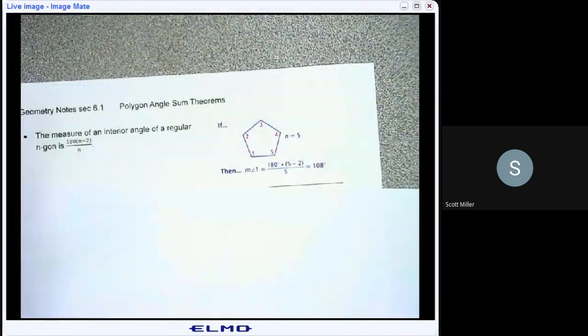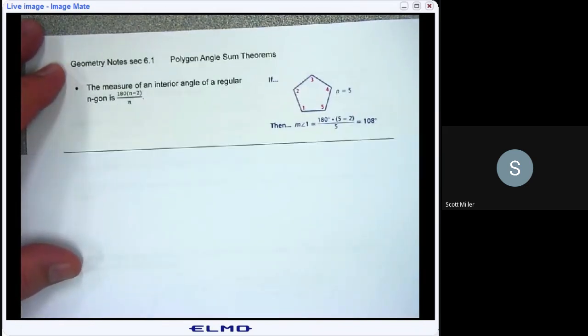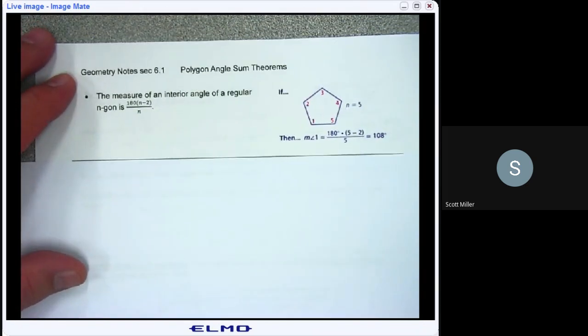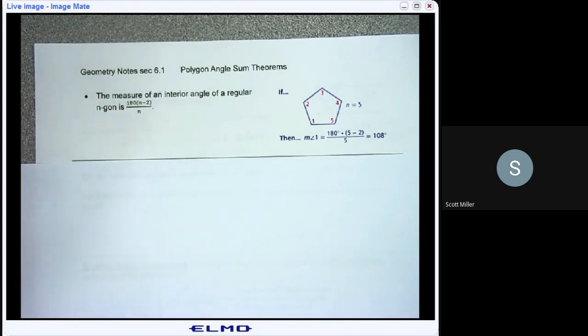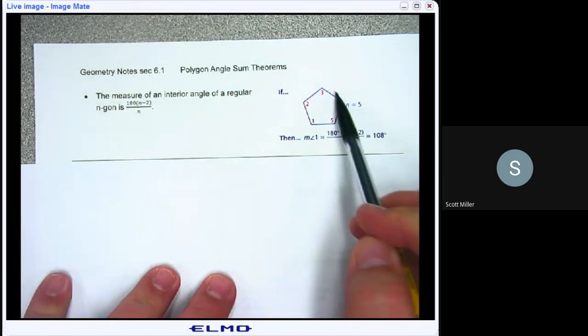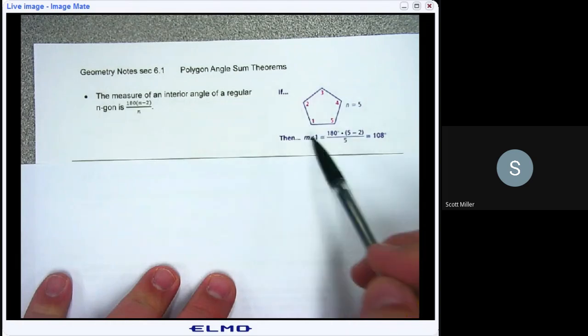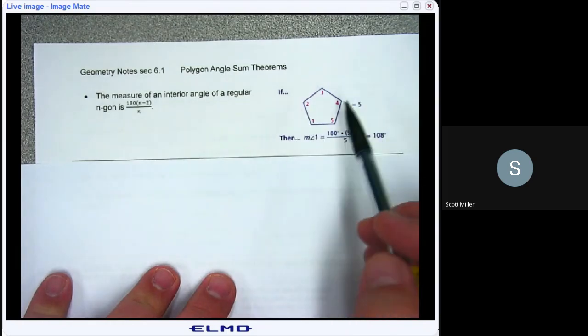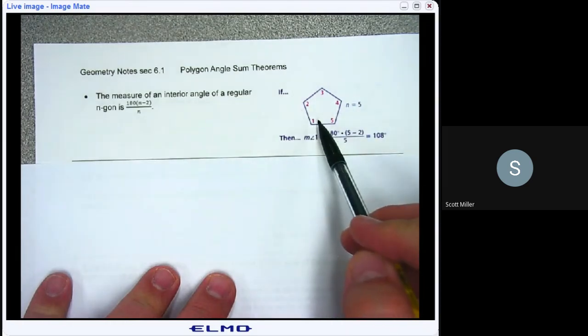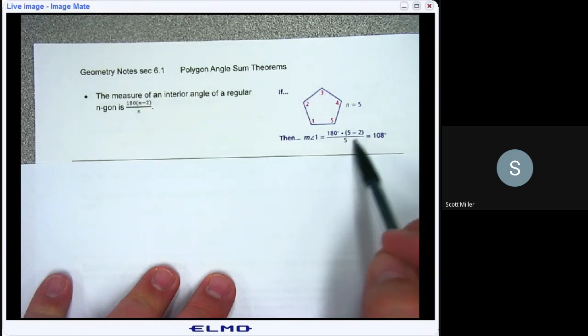If I know a polygon is regular, then I can talk about the measure of one of those angles. If all the angles of the polygon are equal, then I can use the sum and determine what each individual angle is actually supposed to be. So here's a regular five-sided shape. This is called a pentagon. If I want to know what one angle measurement is, then I simply find the sum of all the angles and then divide by 5.